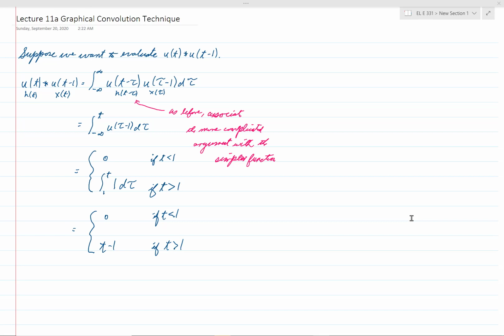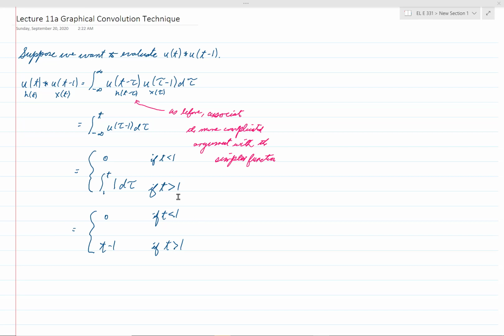We'll begin by doing something familiar. Suppose we want to evaluate the convolution of u of t with u of t minus 1. But once we've done this, then we will do something new and compare it.